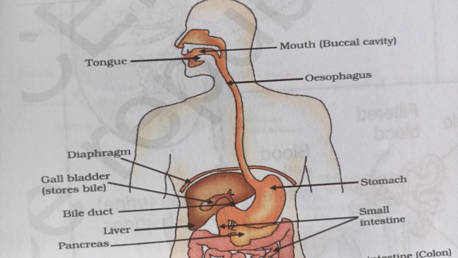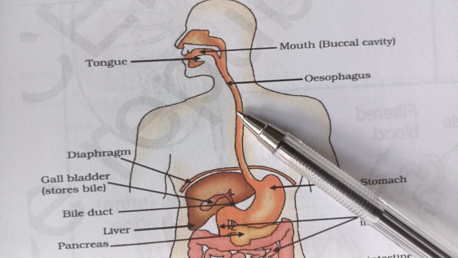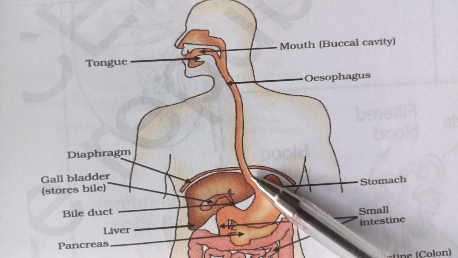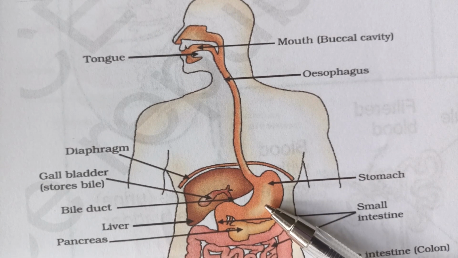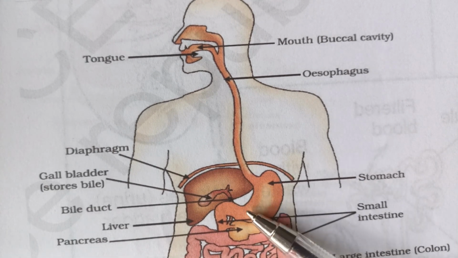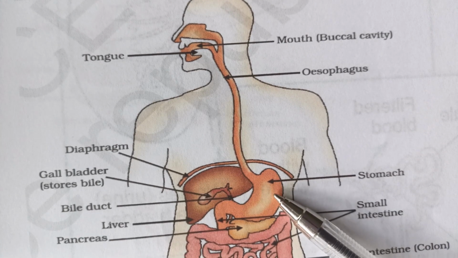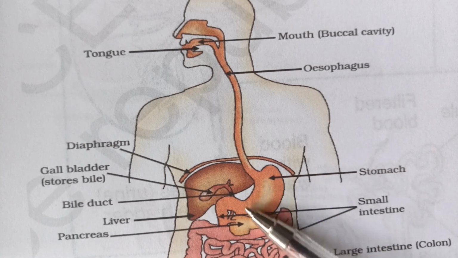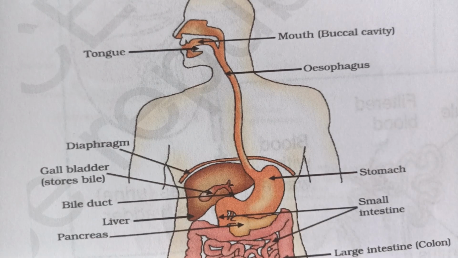From the mouth, the food enters into the esophagus. It is also called the food pipe. From the esophagus, it enters the stomach. It is a large J-shaped bag, and the muscular wall of the stomach helps to mix the food thoroughly with more digestive juices.